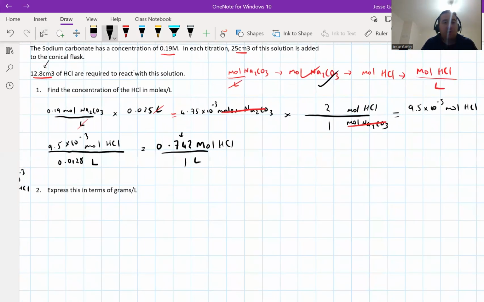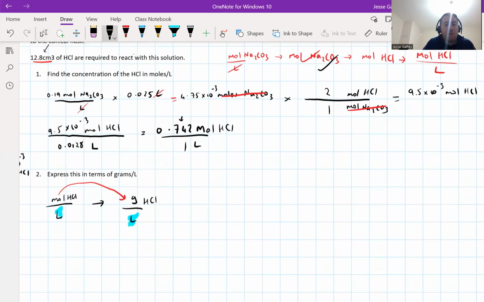I'm taking that many moles per liter and expressing it in terms of grams per liter. So the plan here is to go from moles per liter of HCl, and I'm converting to grams per liter of HCl. Now, you'll notice that liters is in my first answer and it's still in my second answer. So I don't need to do anything with volume. What I do need to do is go from moles to grams. If you weren't sure how to do that, maybe this has helped now.